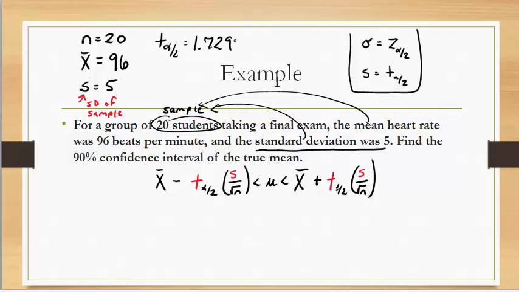And then we are ready to plug in our values into our formula. All right, so the x bar, I'm going to put a 96. My t-value, 1.729. My standard deviation of the sample is 5. My sample size is 20. Same thing on the other side, but with a plus.